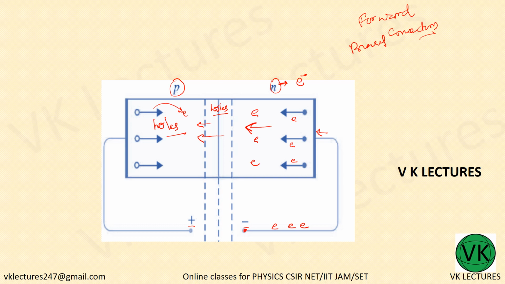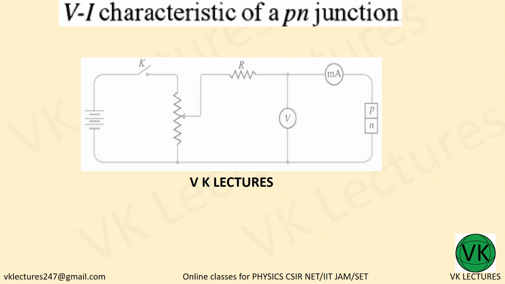Now when this electron reaches the leftmost end, it moves to the positive terminal, because this positive terminal will be attracting this electron which is negatively charged. So this is what happens in the forward bias. Okay. Where you can vary this resistance, voltage across and current passing through the PN junction or diode.